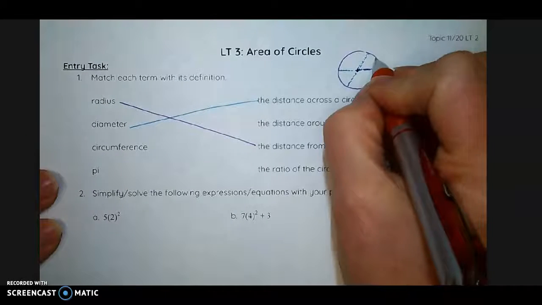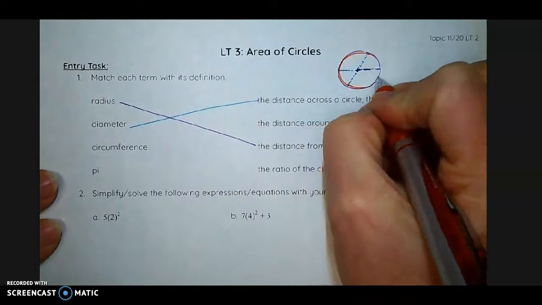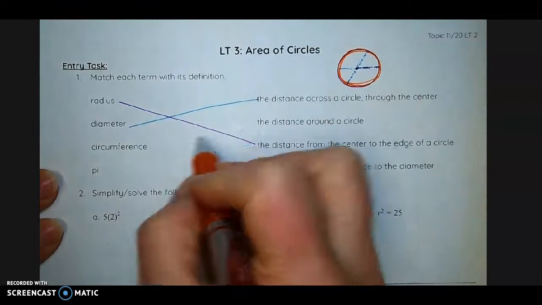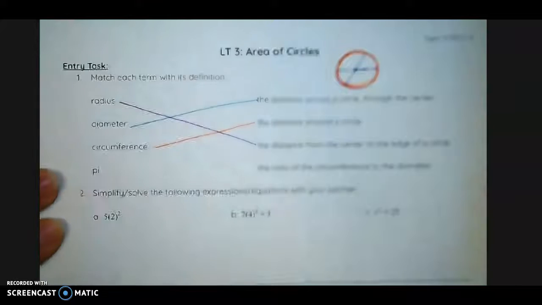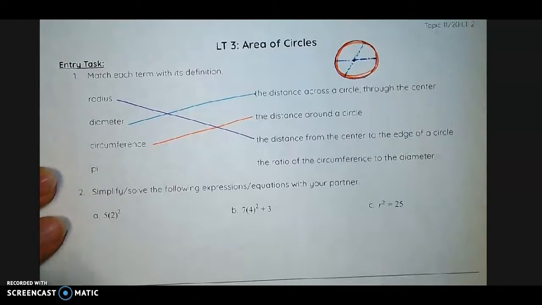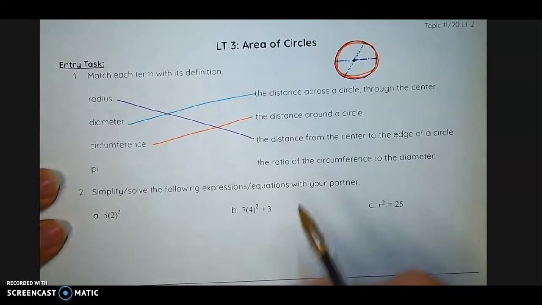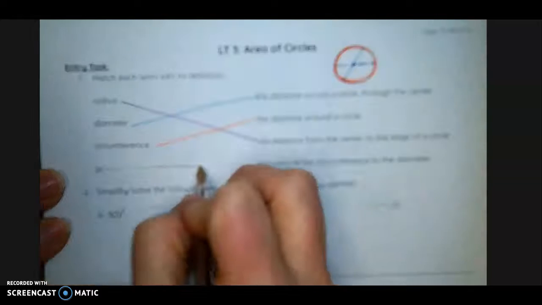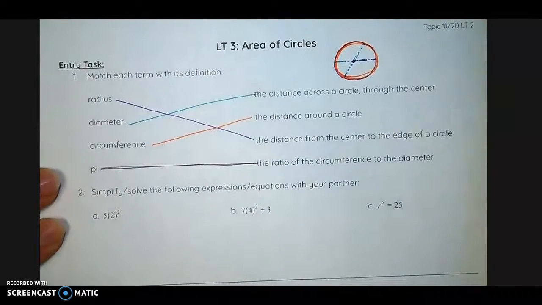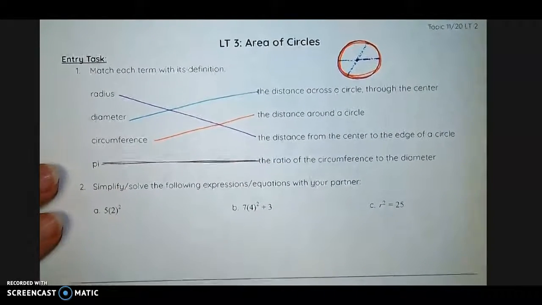Then we have the circumference. The circumference is the outside of the circle. It's the perimeter, so it's the distance around the circle. And so the distance around the circle is right there. Our last one then is pi. And pi is that beautiful ratio where I am taking the circumference and dividing it by the diameter, and that is what gives us our pi.